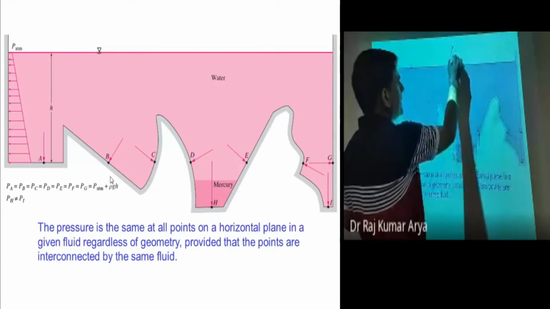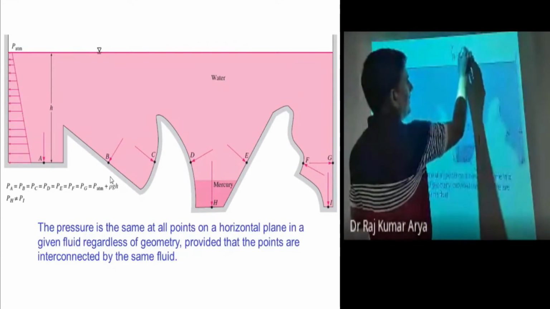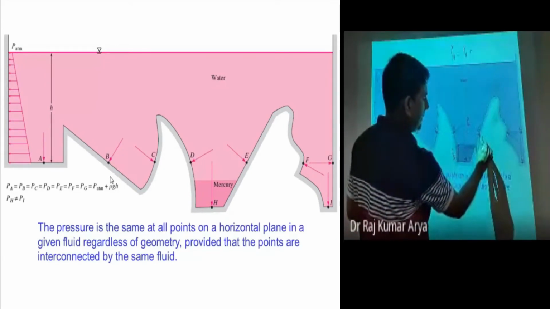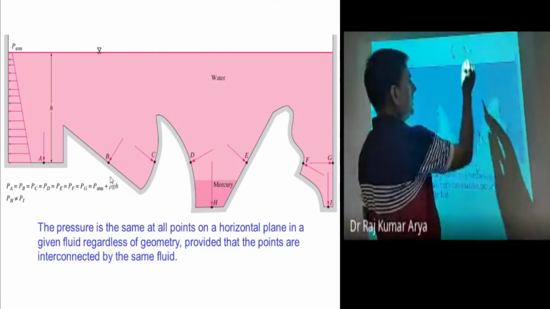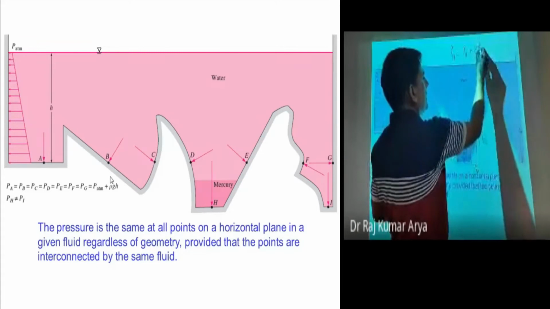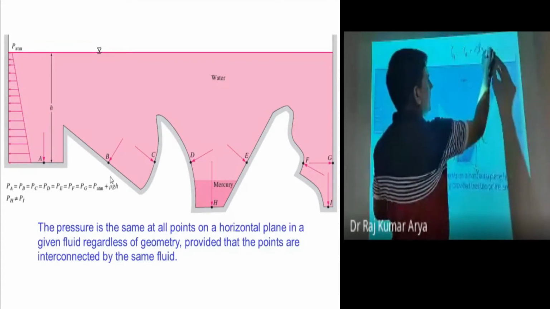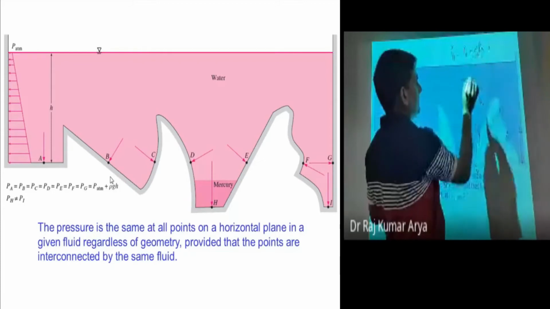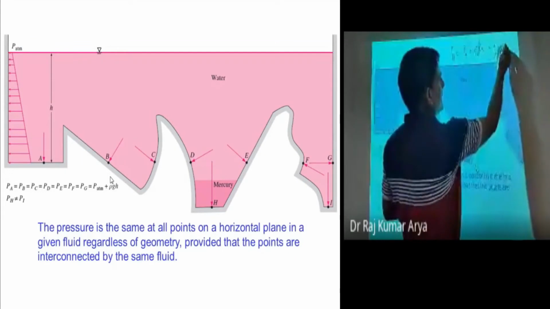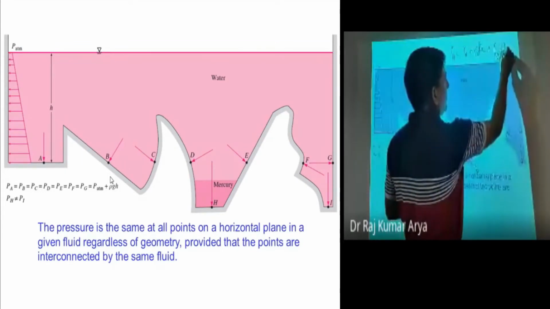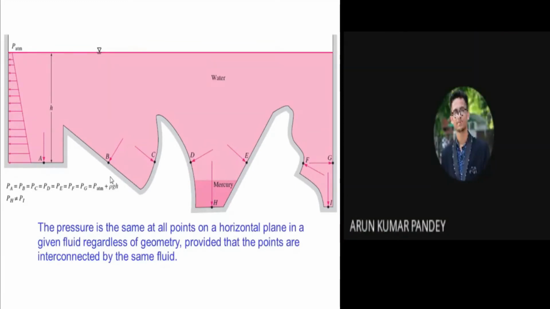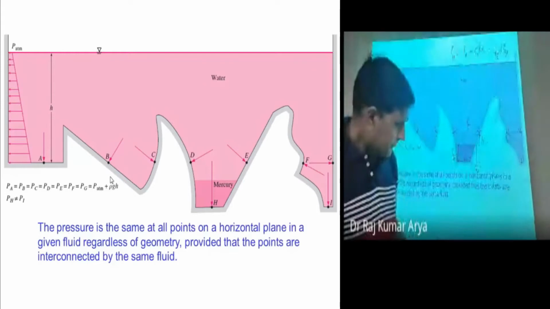The pressure at point H would be your PA plus this height, let's say HW for the moment, so rho of water G HW. After that, this much pressure here, so you have rho of Hg, G and H of Hg, right? So that would be the pressure at this particular point.